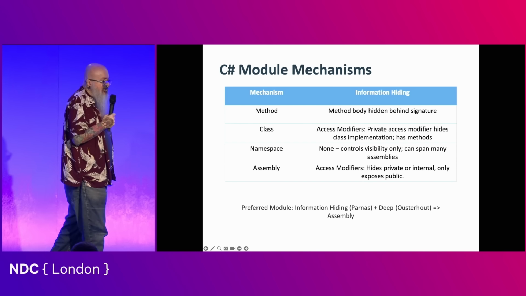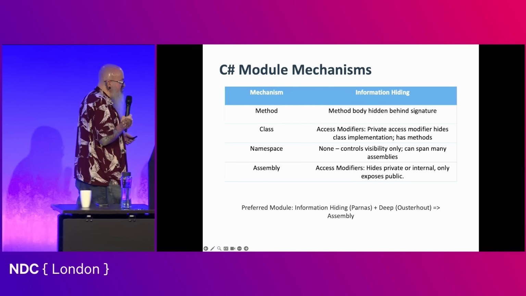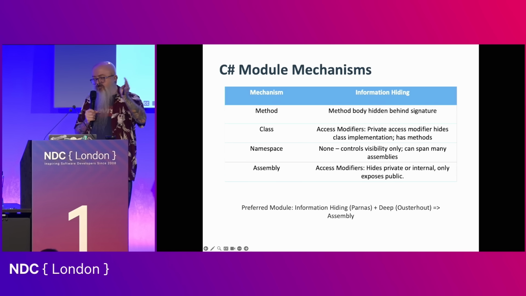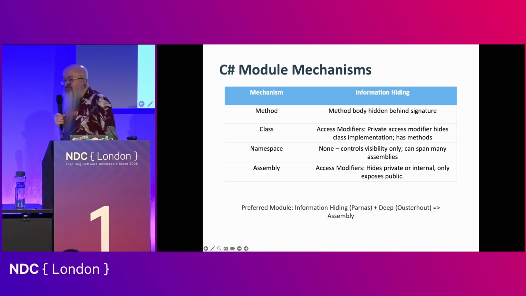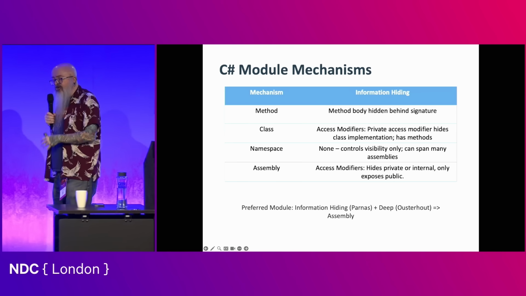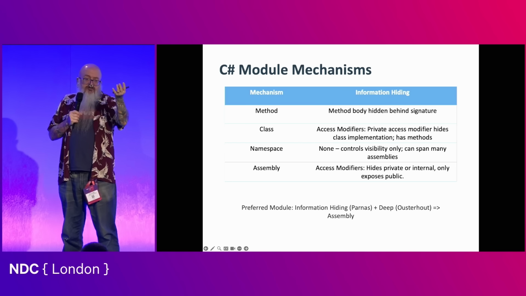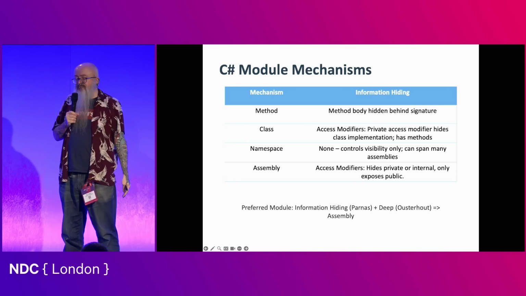So our preference generally when we talk about modules, because really in most cases we are looking for something a bit more than a class or a method, is to use an assembly. They basically provide information hiding, and they can effectively provide deep module structures.